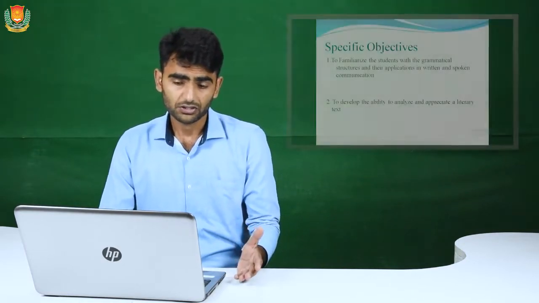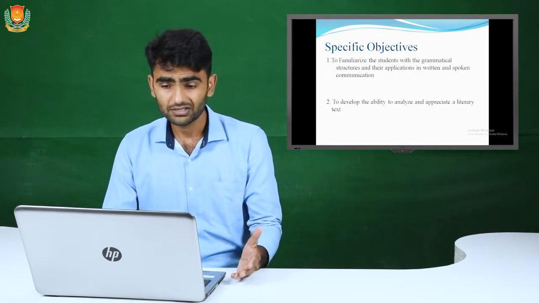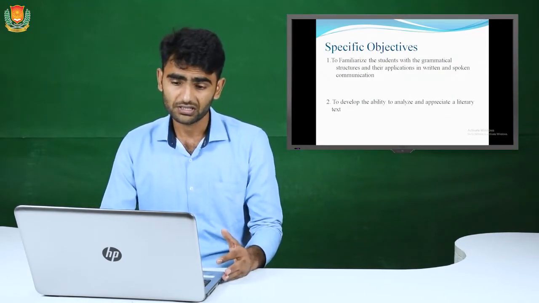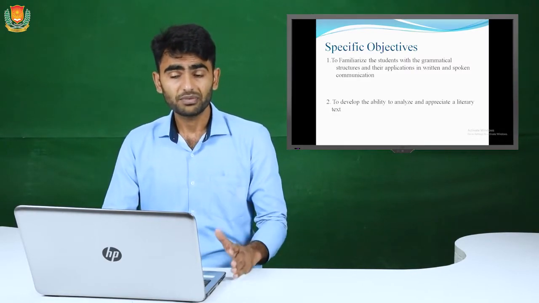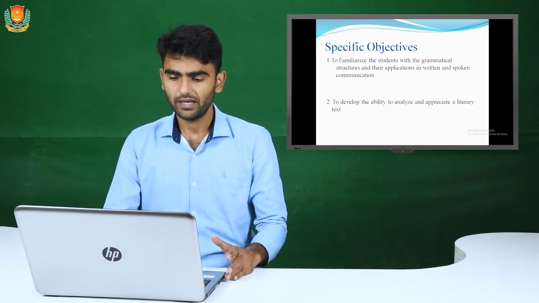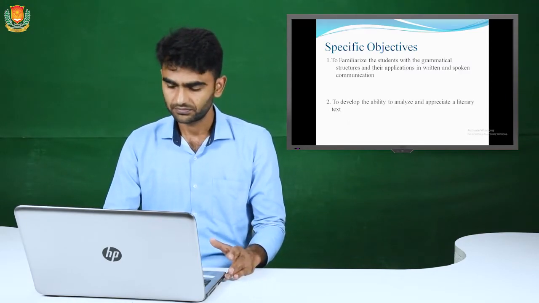As we have studied in earlier videos a few topics of this paper, in Unit 1 we are studying, and one topic from Unit 2. Today again we are here to learn something from this paper. The specific objectives are to familiarize the students with grammatical structures and their applications in written and spoken communication, and to develop the ability to analyze and appreciate a literary text.